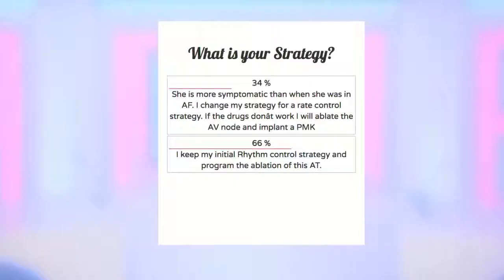And yeah, I'm curious. We wait a little bit for the results to come in. Okay, so 33% think that she's more symptomatic than she ever was in AFib, and we should change to a rate control strategy. But 67% think we keep on with this rhythm control strategy and program the ablation of this atrial tachycardia. Okay, so we'll go on.